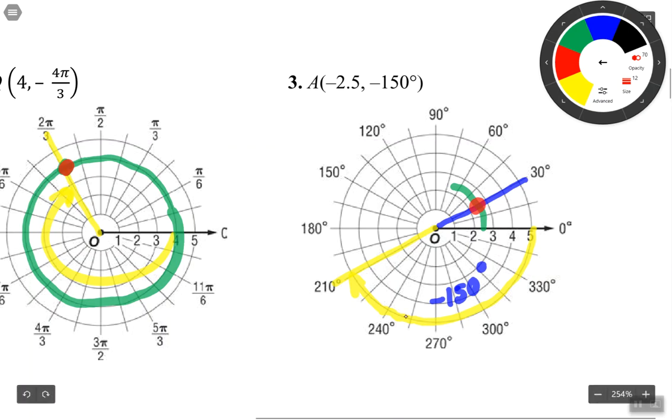I did my angle, and then I went across because it's a negative radius, and I found the point at 2.5. So whenever it's a negative, we just do the opposite. Yeah, you go across. It's not going to be on this arm out here. It's going to be across. Okay. So now I want y'all to try it.